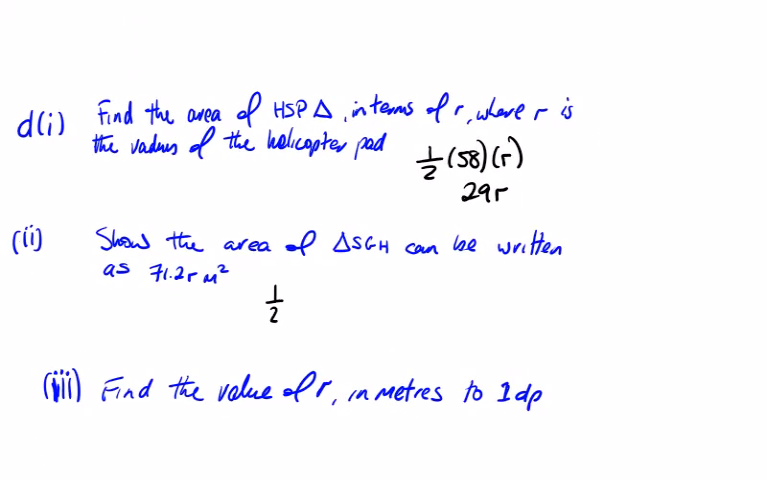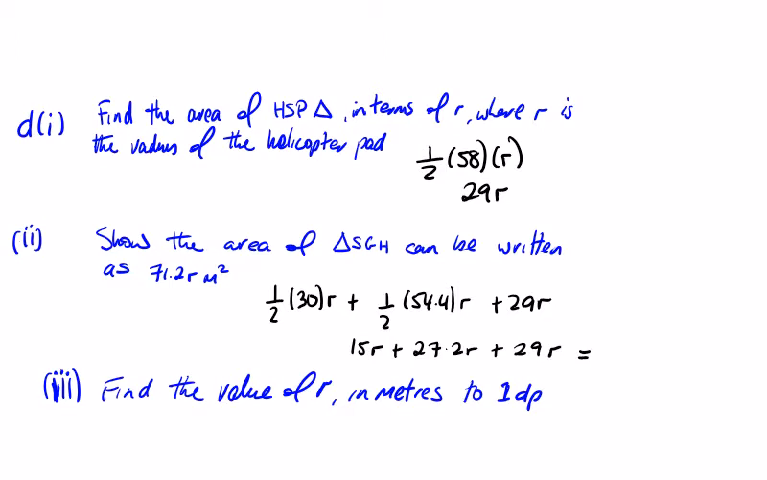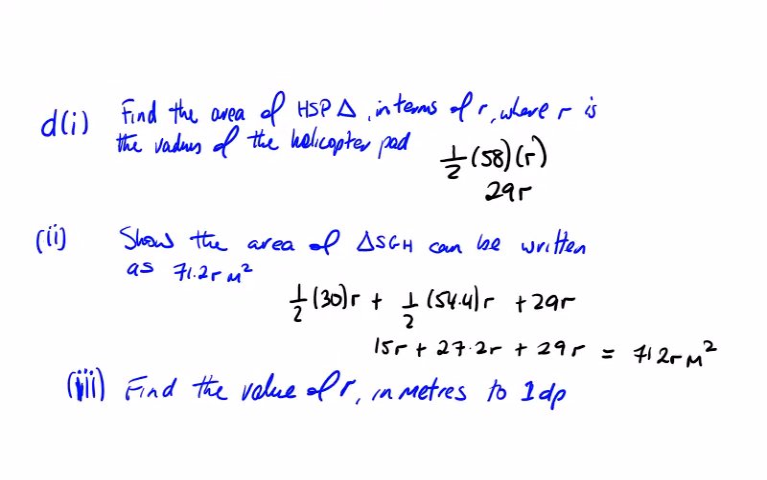A half 30 by r plus a half 54.4 by r plus that 29r from above is going to give me 15r plus 27.2r plus 29r, which hopefully adds up to 71.2r. 44.27, it does. 71.2r meters squared. And then find the value of r in meters correct to one decimal place.